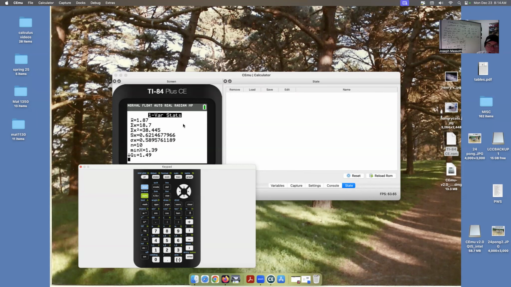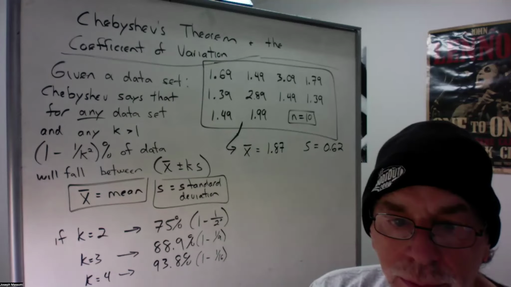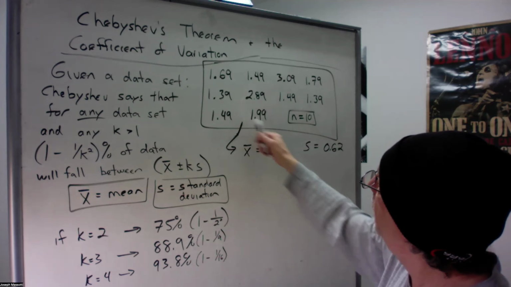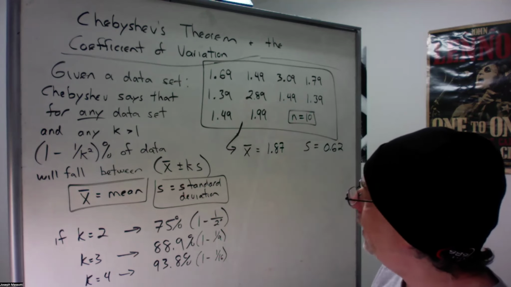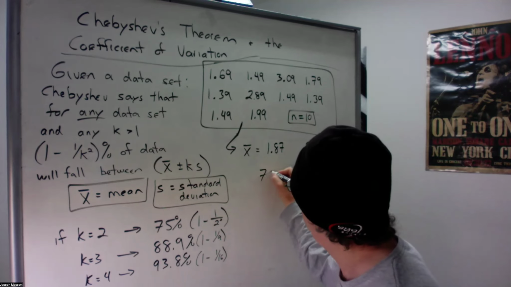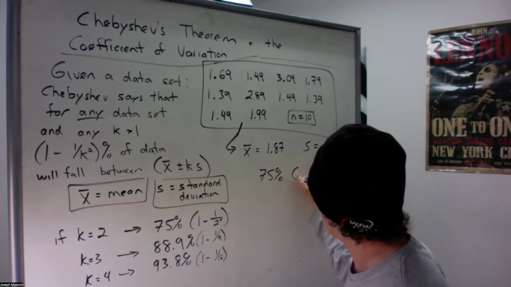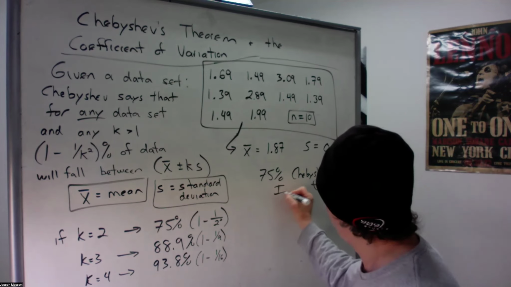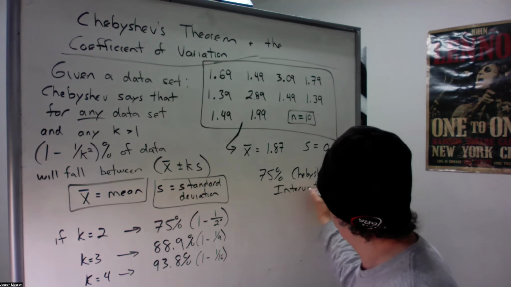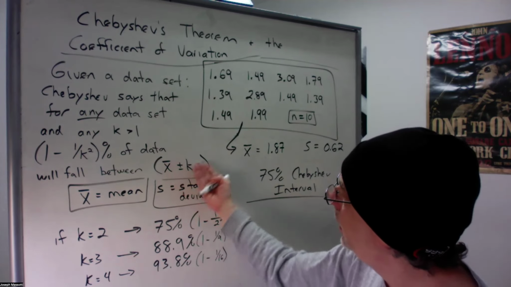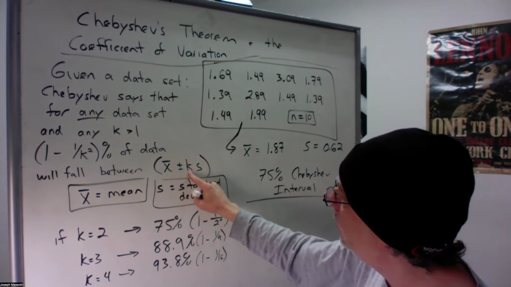All right, so now we have the information that we need, right? We found the mean and we found the standard deviation of our data set of 10 items. So if we want to find a 75% Chebyshev interval for this data, all we're going to do is create this interval with a k of 2.